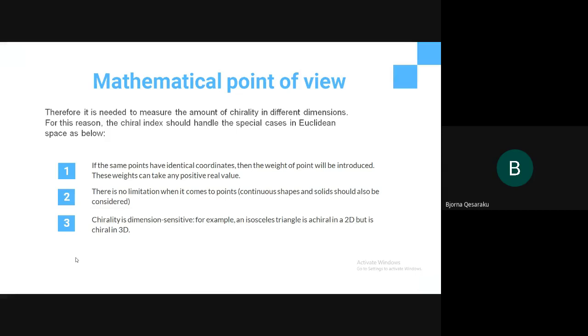For example, if the same points have identical coordinates, then we have learned that in Euclidean postulates and Euclidean geometry, a point is considered to be weightless. But if same points have identical coordinates, then we have to introduce also the weight of a point. Also, we have to consider continuous and solid shapes, and chirality is also dimension sensitive. For example, an isosceles triangle is achiral in 2D, but when we jump to 3D, it is chiral.